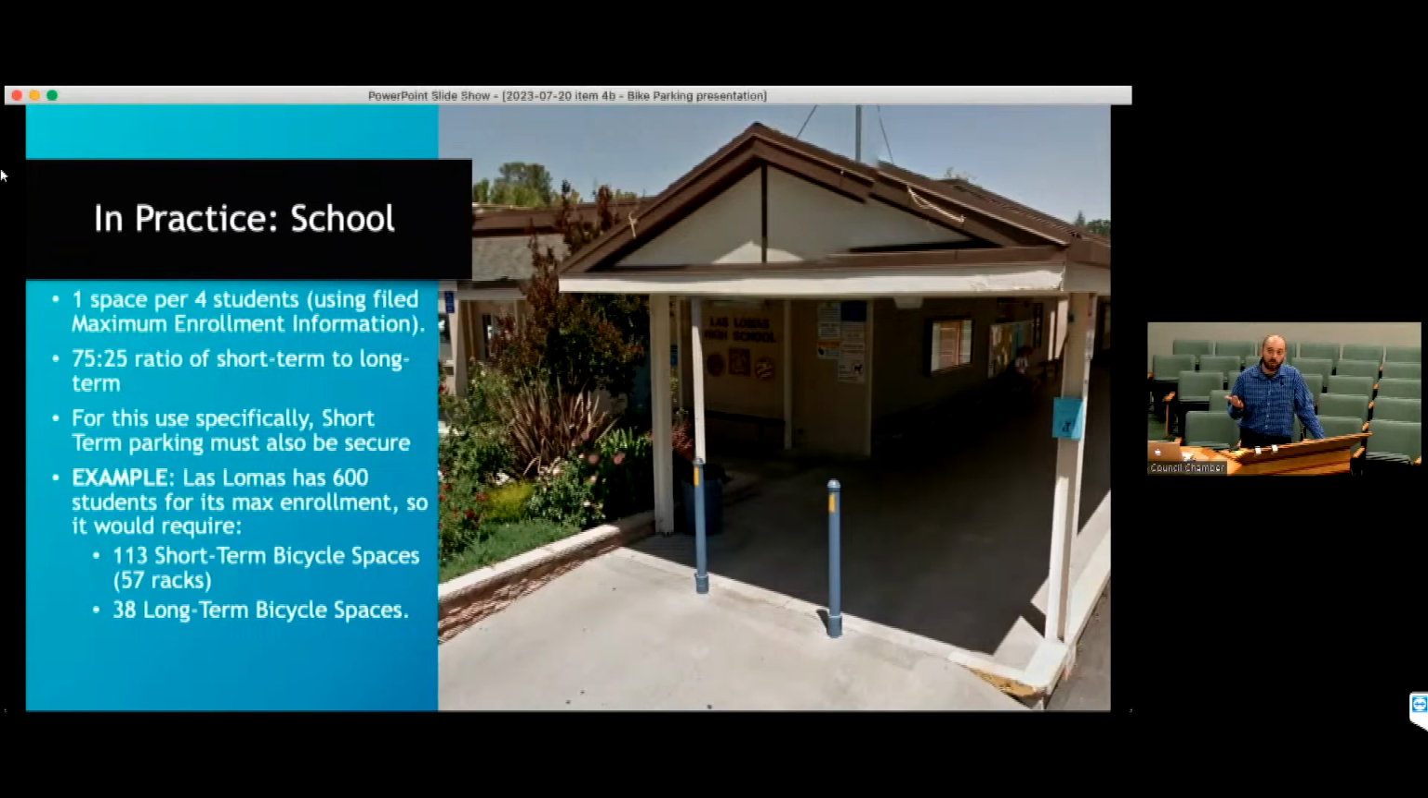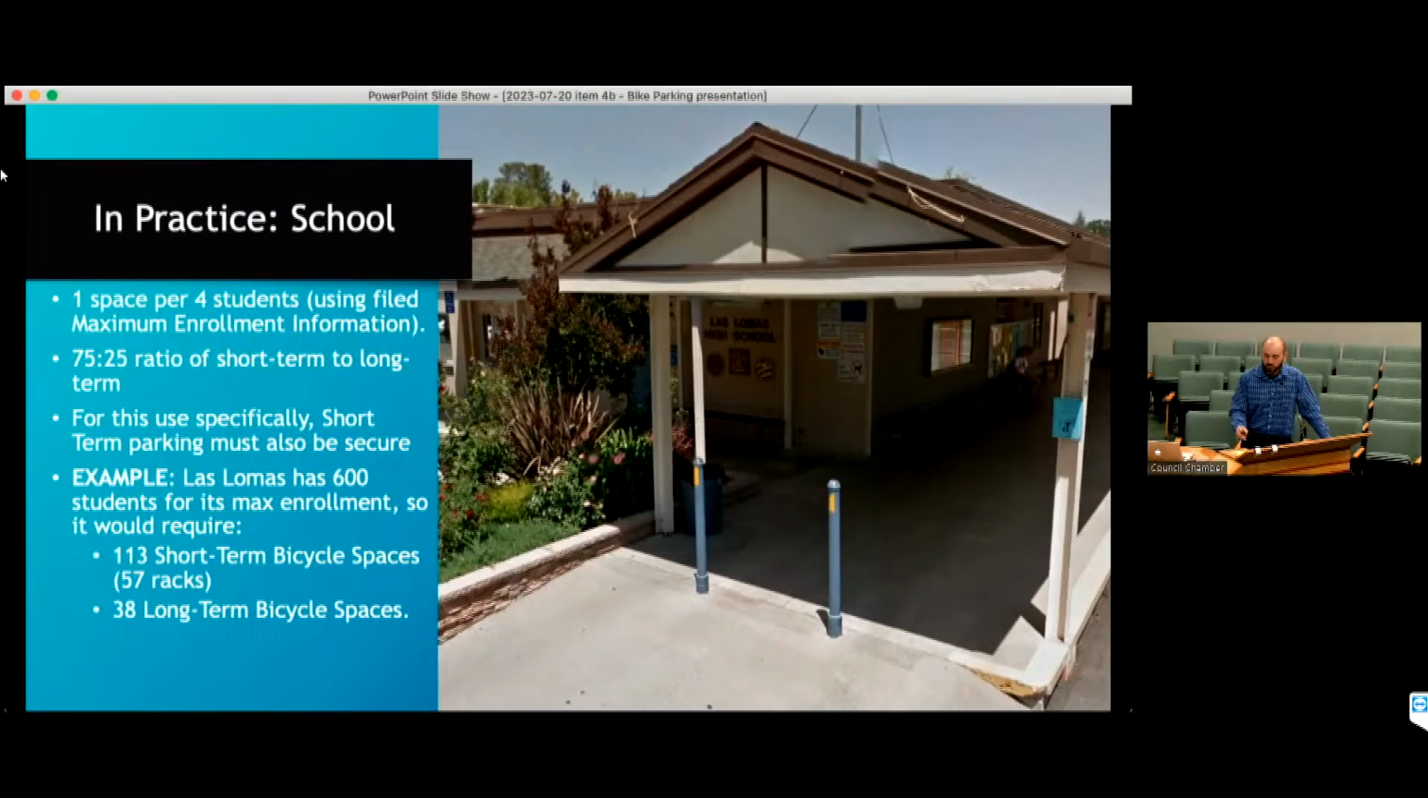This is a pretty progressive standard. Schools specifically as institutions, as children are the future, we wanted to focus on those as a priority for more advanced bicycle parking standards. And similarly, because of the specific conditions involved, short-term parking is also proposed to be required to be secure for schools uniquely. That could just mean isolated out of the way, but it's not as open to everyone.